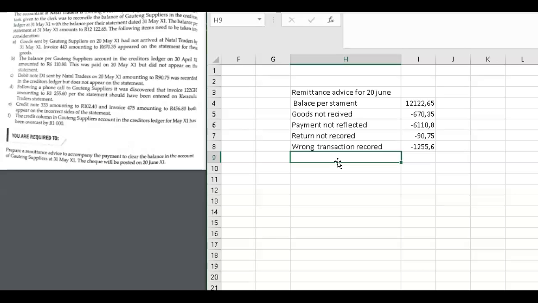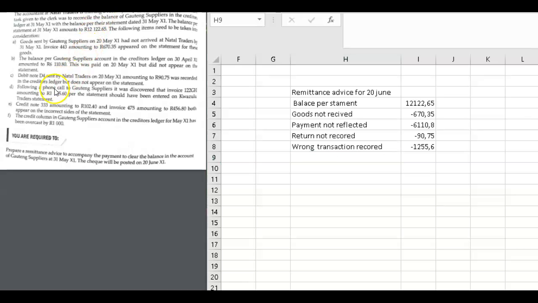E. Credit note amounting to 102.40 and invoice 475 amounting to 456.60 both appear on the incorrect side of the statement. Okay, so now you have to basically picture the statement. Now let's picture the credit note on the statement. Where will it be? I want you to think of this very carefully.